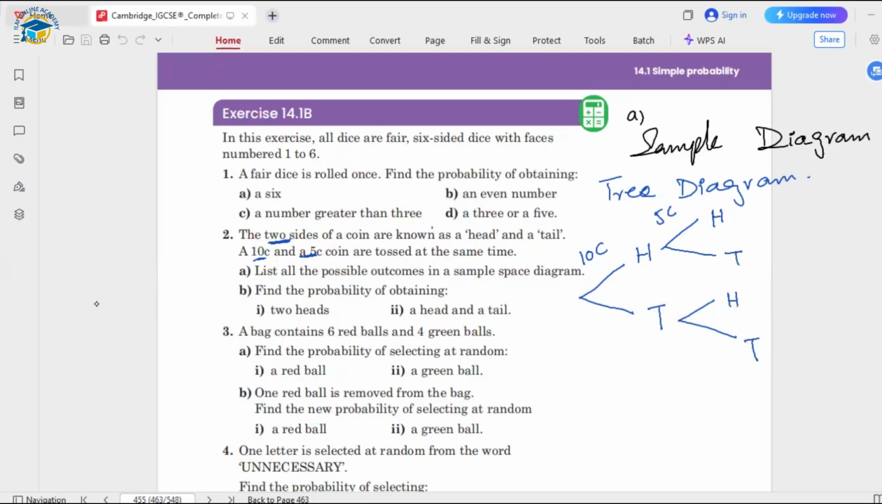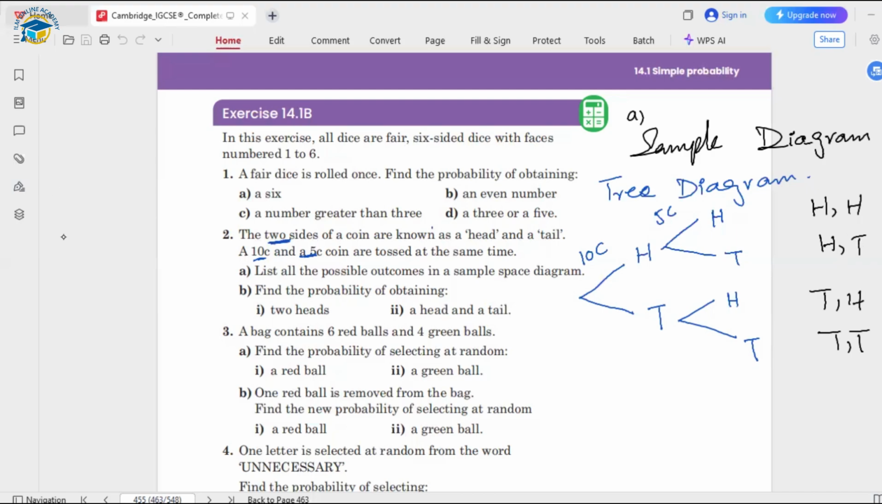In this way, the possibilities will become 4. Like you can check, the possibilities will be: first, head, head; then head, tail; then tail, head; tail and tail. So this is basically your tree diagram.